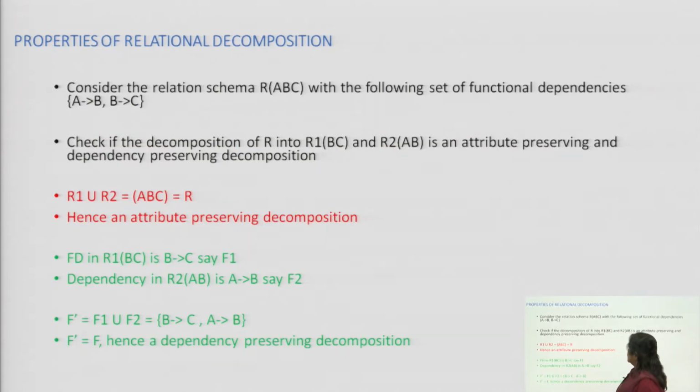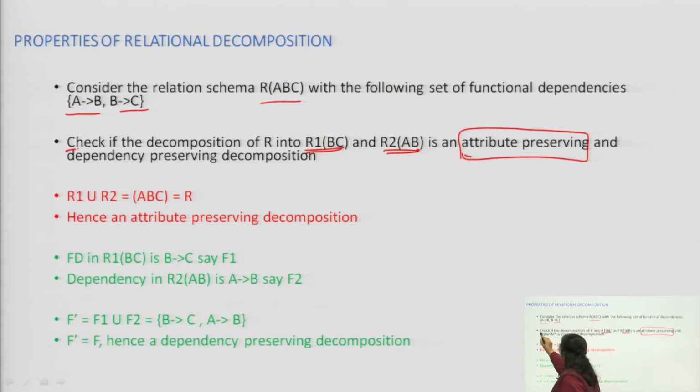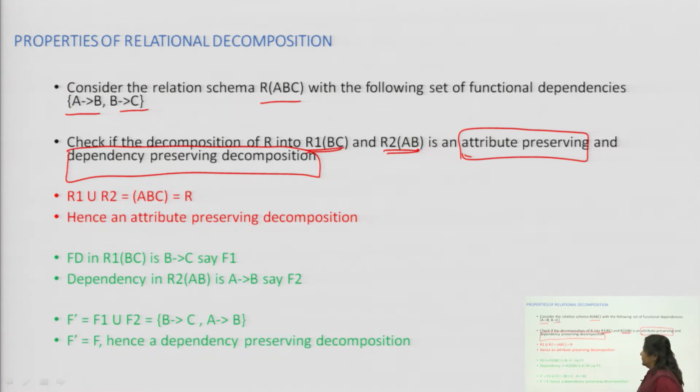Now, let us look at this. We are saying consider the relation schema R(A, B, C) with the following set of functional dependencies: A to B and B to C. Check if the decomposition of R into R1, that is BC, and R2, that is AB, is an attribute preserving decomposition and dependency preserving decomposition. For attribute preserving, what do we need? That R should be equal to R1 union R2.